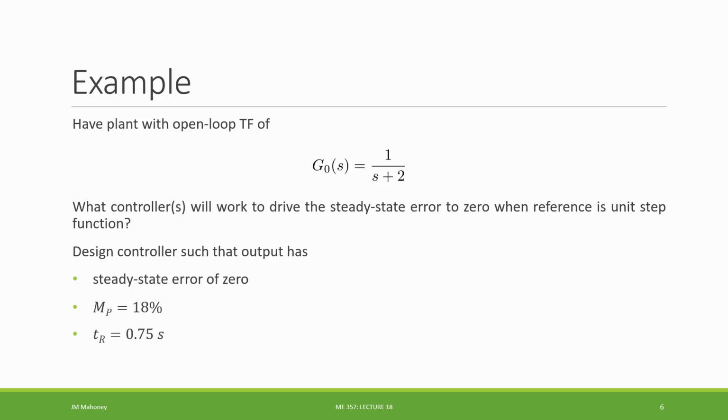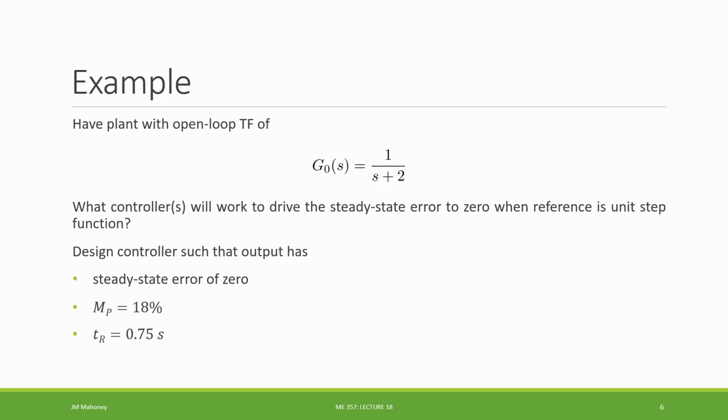So we want to design a controller so that the output of our plant is going to have a desired response and so that it's going to go to some constant value. So for this example, we want our controller to one, stabilize the output of our system. We want the steady state error to go to 0. We want the maximum overshoot to be 18%, and we want the rise time to be 0.75 seconds. And our input into the system, which will be the desired response of the system, is going to be just a unit step function.